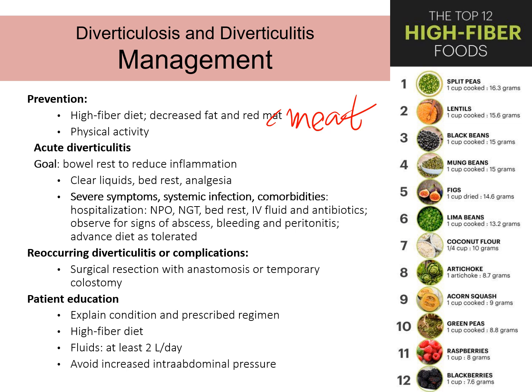All right, so severe symptoms include if they're having a systemic infection and they have lots of other comorbidities, then they may need hospitalization. So we're going to do NPO, NG tube, bed rest, IV fluids, and antibiotics. We're going to look out for these signs and symptoms of complications. If this keeps happening again, or they keep having complications, then they may remove like the part of the colon that is causing problems. That might also lead to a temporary colostomy.